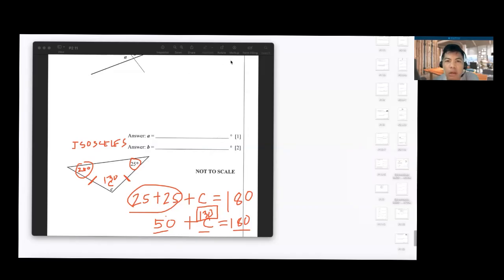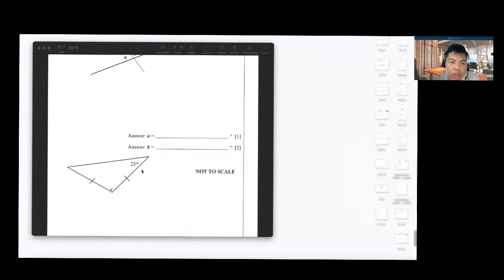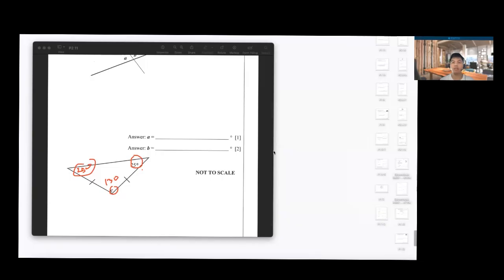So what did we use there? We used the fact that the two angles of an isosceles triangle are equal. So this must be 25 because they are equal. And we use the fact that the sum of 25, 25, and C is 180. So this must be 130. Okay, can you solve this? I'll draw an isosceles triangle and send the answer on the chat, or you can just tell me.